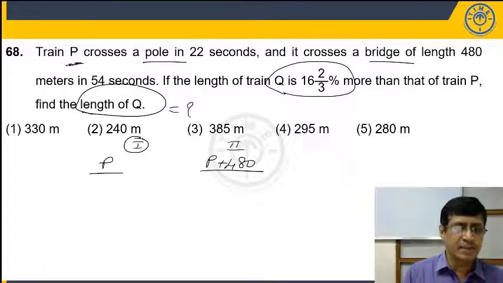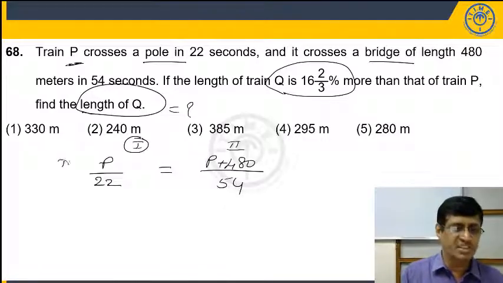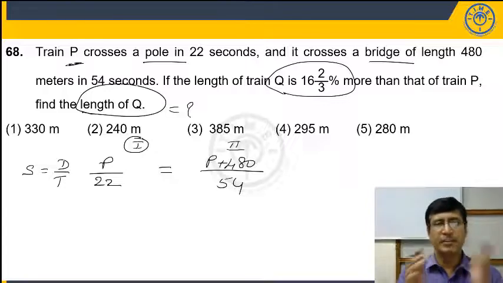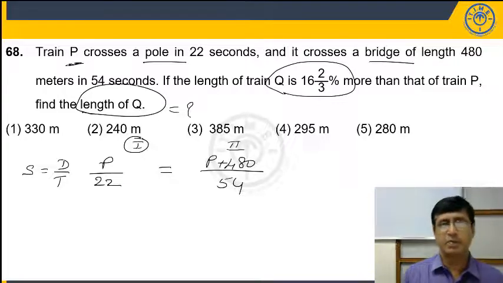What about the time? In the first case, it is 22 seconds. In the second case, 54 seconds. Now, the same train is crossing, so when you observe distance by time, it will give the speed value. Speed means uniform speed. Speed is same, so I am comparing both values. By doing cross multiplication, you will get the answer, but I am not suggesting that here. Just simplify by using the logic.